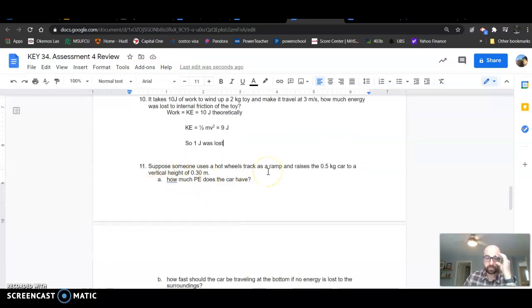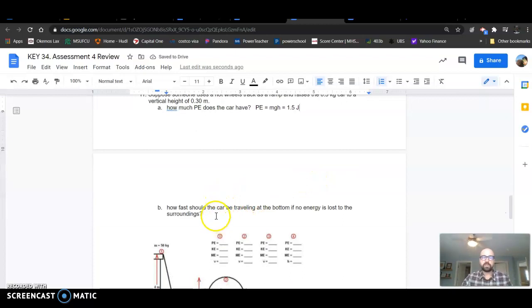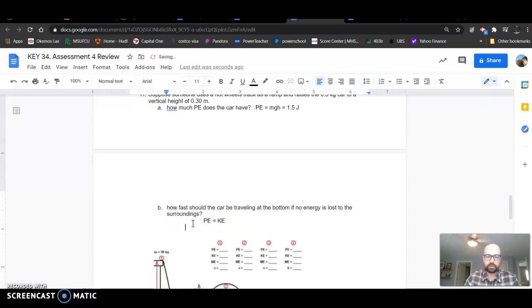Someone uses a Hot Wheels track as a ramp and raises the car to a height of 0.3 meters. So potential energy equals mgh, so mass times 10 times height. So 0.5 times 10, which is 5, times 0.3. So 5 times 0.3 is 1.5 joules. How fast should it be traveling at the bottom? We just went over this again today in class. So PE at the top should equal kinetic energy at the bottom.